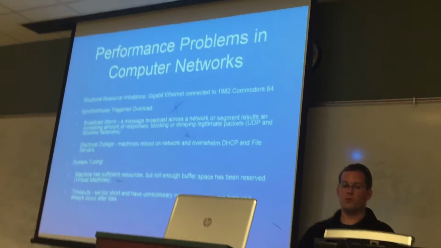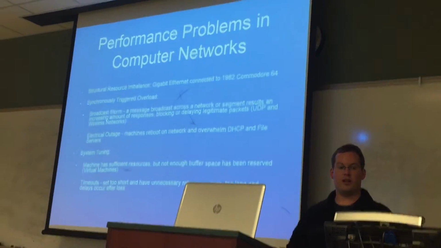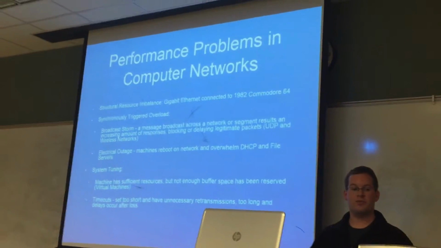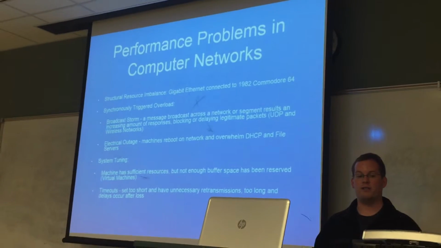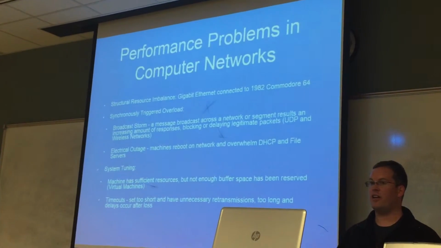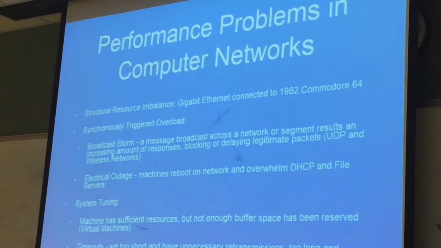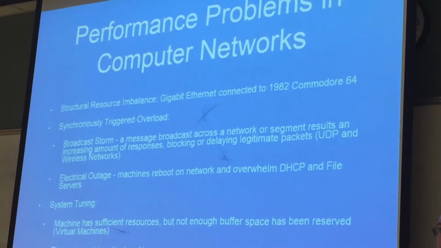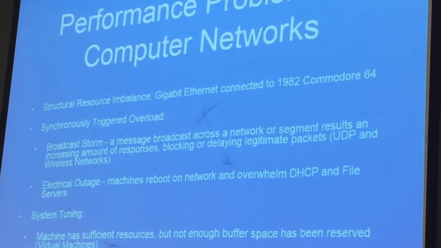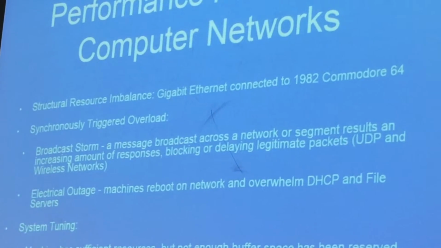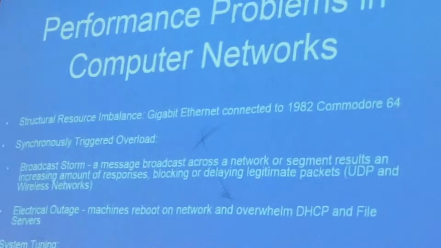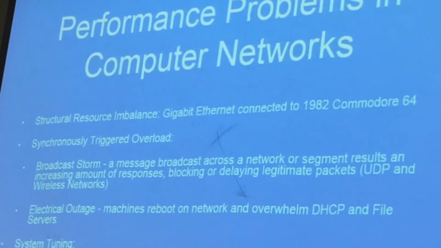So what are some of the performance problems in computer networks? A lot of times with legacy systems, you start having structural resource imbalance. So you got your high-speed gigabit internet, except it's plugged into that 1982 Commodore 64. That's been sitting down there forever, and nobody knows what it does, except you know that if it somehow gets unplugged, your whole network crashes. So you've got to try modernizing your devices.